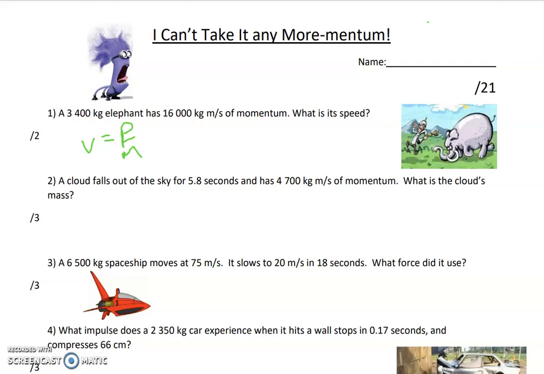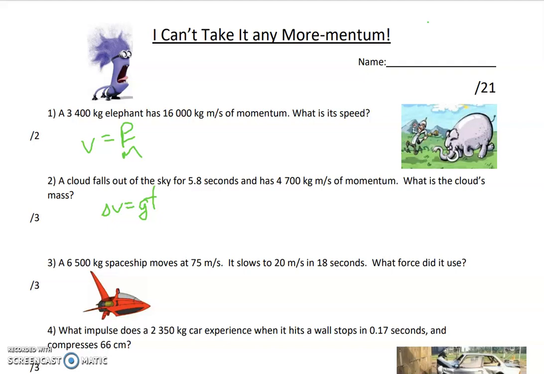Okay, so the second one there, a cloud falls out of the sky for 5.8. You've got the momentum. What is the cloud's mass? Again, a couple ways you could actually do this. It doesn't really make that much of a difference. First of all, you know it falls for 5.8, so what you could do is find its change in v. It'd be acceleration times time.